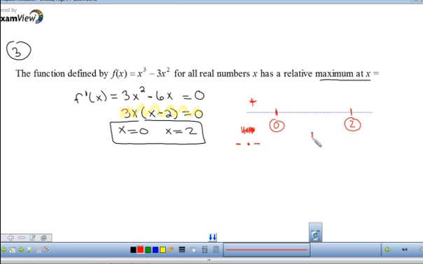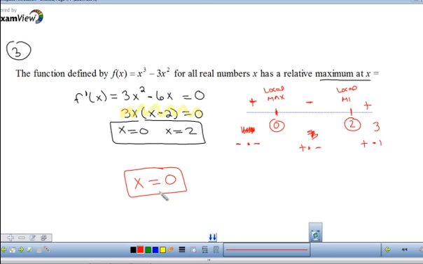A number between 0 and 2 is 1. So 3 times 1 is a positive, and 1 times negative 2 is a negative, so this would be a negative. A number to the right of 2: 3 times 3 is positive, and 3 minus 2 is positive. Okay, so this is my local max and my local min.